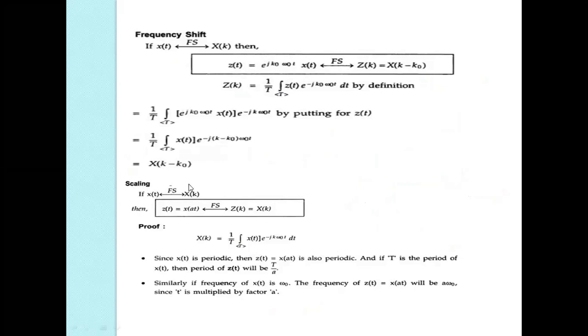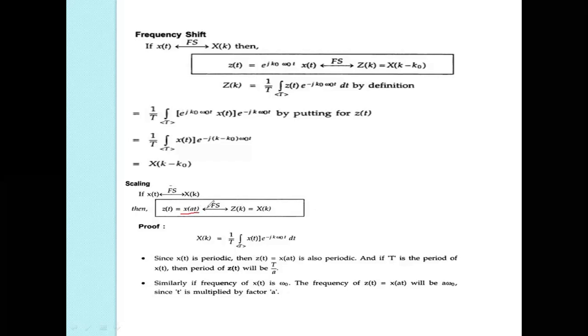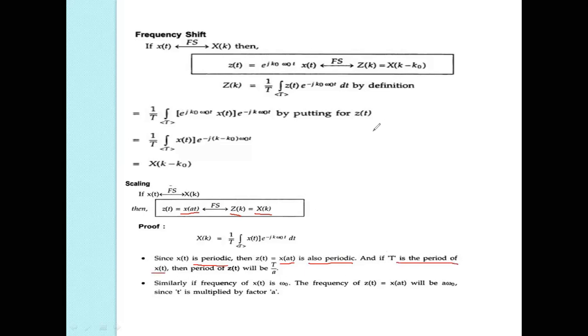Next, fourth property, scaling property. That is scaling in time. z of t is equal to x of a into t. The Fourier series of z of t, z of k, is equal to x of k. Even if it is multiplied with a into t, there is no change in the frequency; it is the same thing, we get x of k. Why? The Fourier series is analyzed for periodic signals. So if x of t is periodic, then z of t equal to x of a t is also periodic. Remember, my dear friends, it is also periodic. And if T is the period of x of t, the time period of the signal is T.